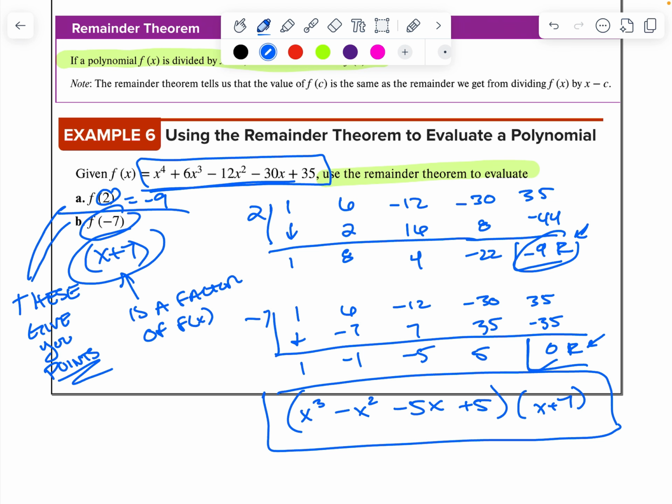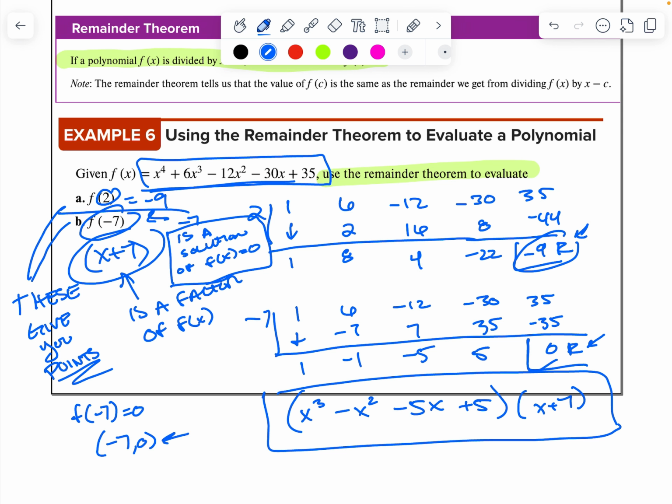We could keep doing synthetic division. We could loop it and do it over and over and over again until we found all of our factors. This found us one factor. It found us one solution. -7 is a solution of f of x equals 0, because f of -7 equals 0. It gave us one of the solutions. If f of x equals 0, that means y equals 0, and so that actually gives us the point -7 comma 0, which is an x-intercept.